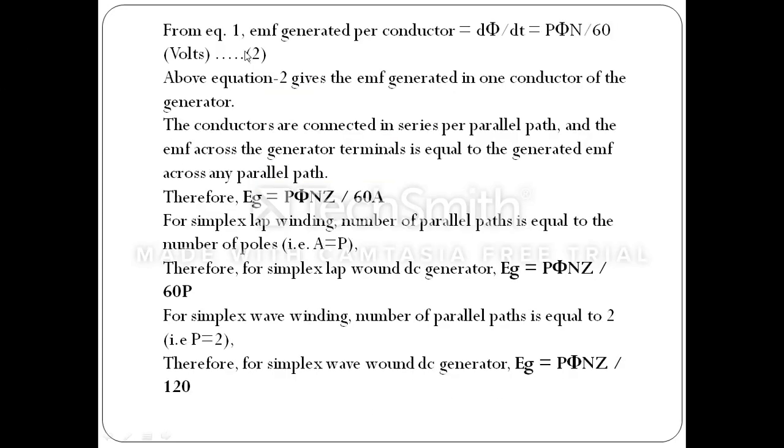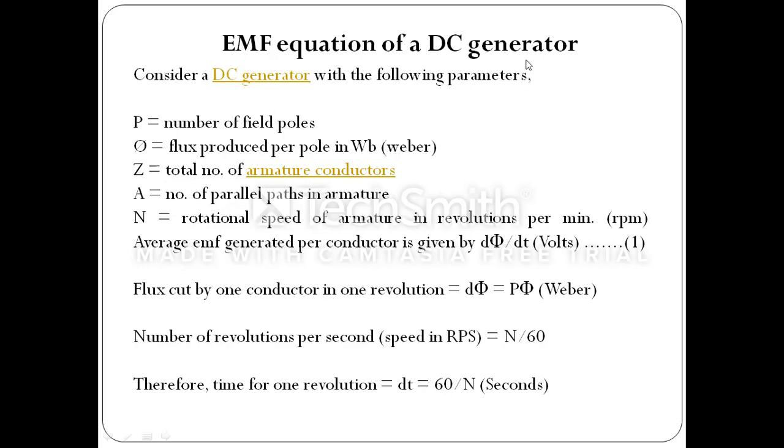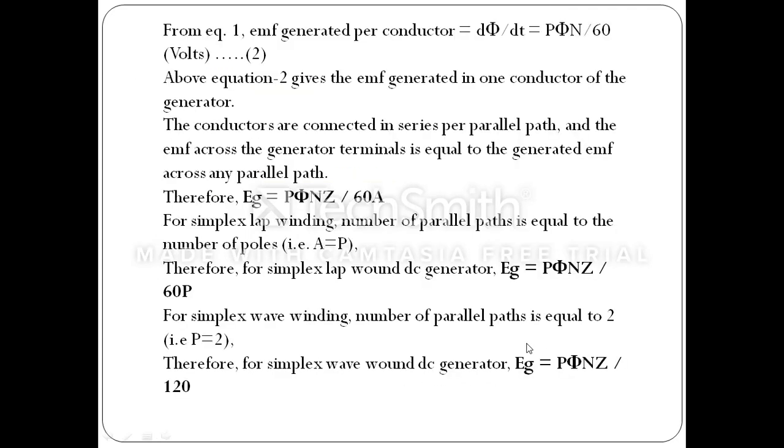Now, from equation 1, the EMF generated per conductor, which is equal to d phi by dt, is equal to P phi N divided by 60, where d phi is equal to P phi and speed in rps is equal to N divided by 60. The above equation 2 gives the EMF generated in one conductor of the generator.